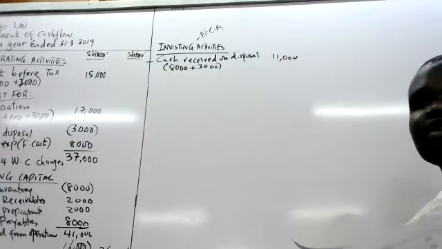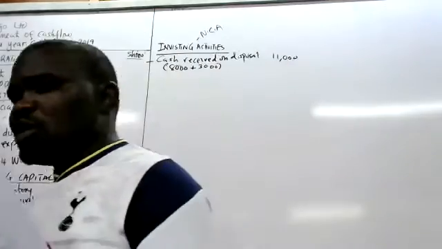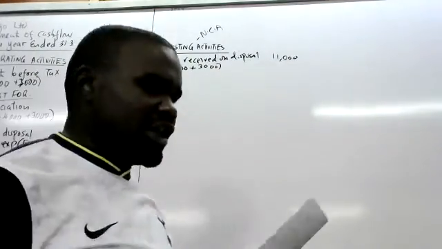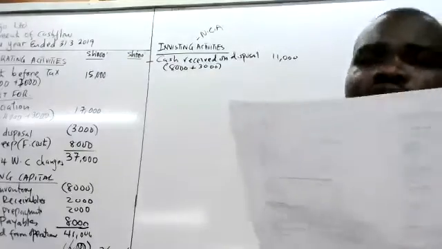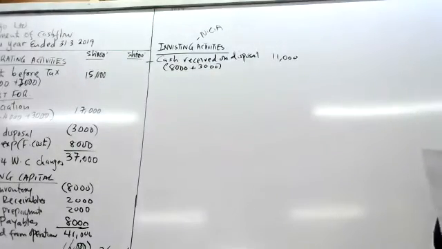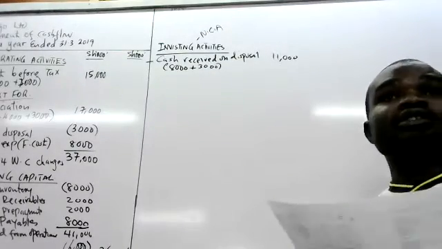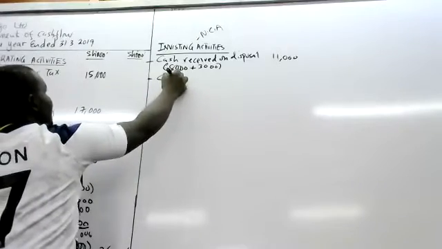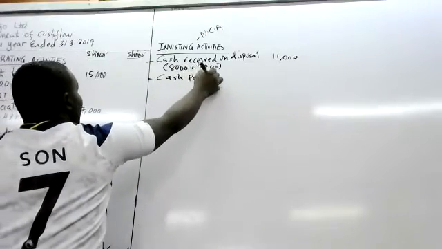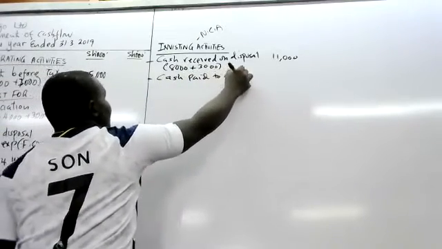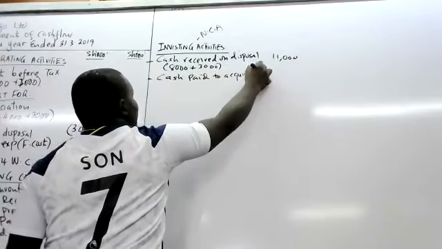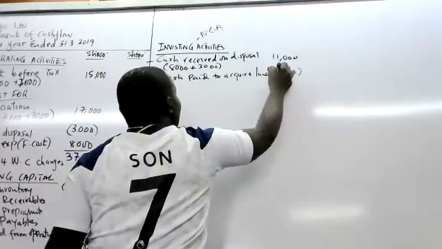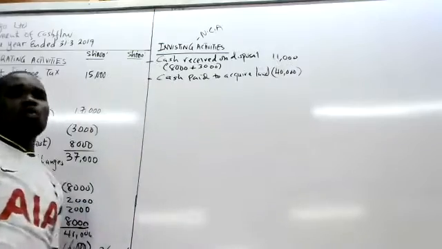Then, land and buildings. Read note 1. Land and buildings were revalued upwards by 10 during the year. In addition, an acquisition of land and buildings of 40 was made. Cash paid to acquire what? Cash paid to acquire land. How much? 40. That is cash outflow.